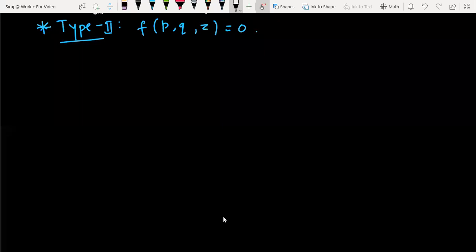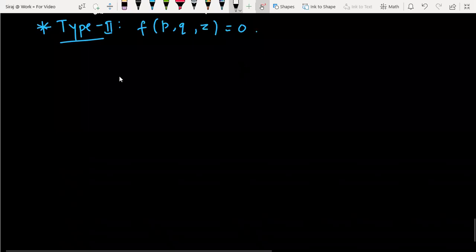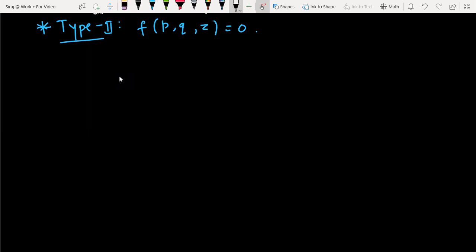In the last lecture, we have seen the first type of non-linear partial differential equation. In today's lecture, we will see the solution of the second type of non-linear partial differential equation. So on the screen, you can see that I have written here type 2, and the equation is f of p, q, z equal to 0.